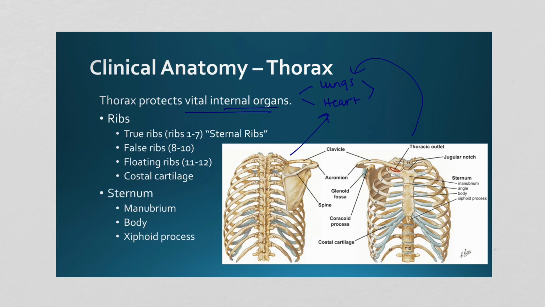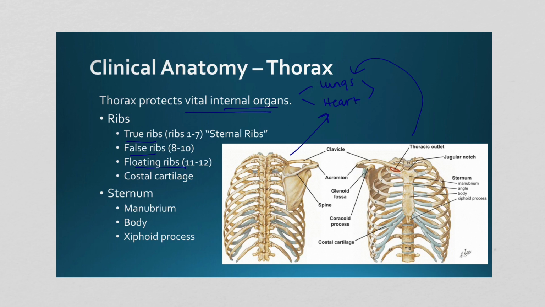In other words, the anatomical structures that are responsible for creating the foundation of the thorax are the ribs. You have really three different categories of ribs: the true ribs, the false ribs, and the floating ribs. Each of them gets their name by the way that they attach to the anterior aspect of the thorax. Your true ribs are going to be ribs 1 through 7.